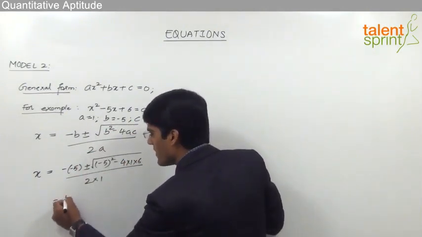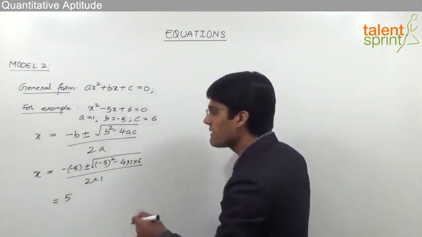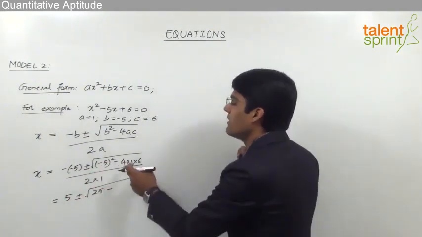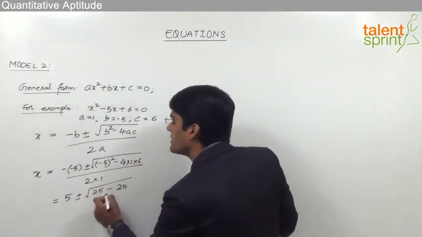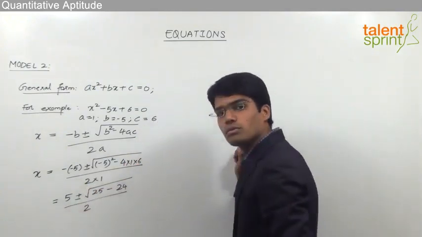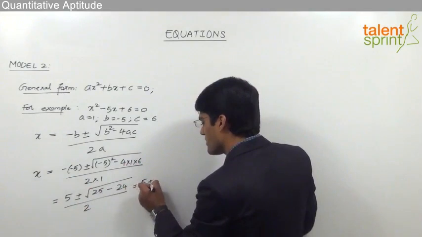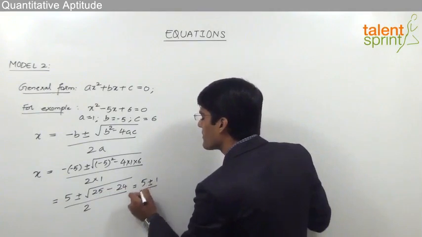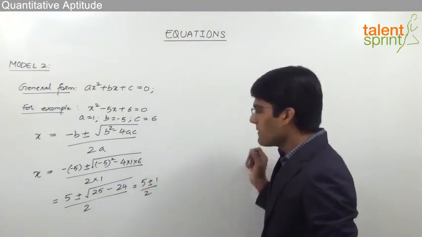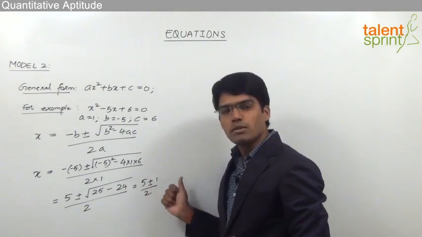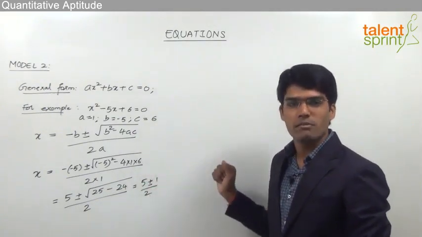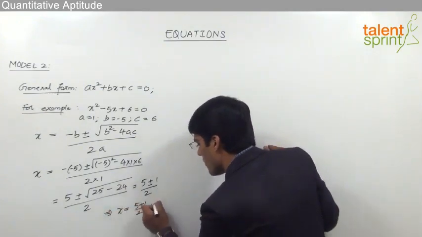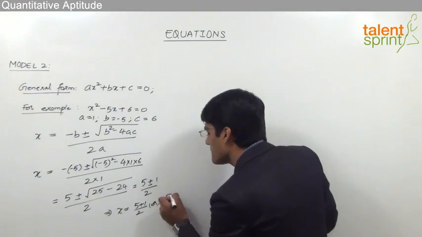So this comes out to be 5, because minus of -5 is 5, plus or minus root over -5 squared is 25, minus 4 into 1 into 6 is 24, divided by 2 into 1 is equal to 2. So this will again be equal to 5 plus or minus root over 25 minus 24, is root 1, which is equal to 1. So 5 plus or minus 1 by 2. So the first value of x will be 5 plus 1 by 2 and the second value will be 5 minus 1 by 2. So we can say that x will be equal to 5 plus 1 by 2 or 5 minus 1 by 2.